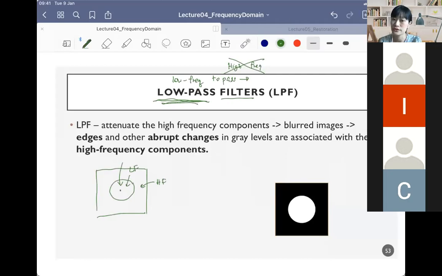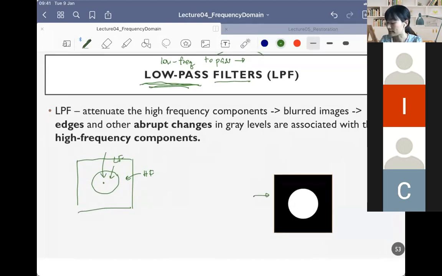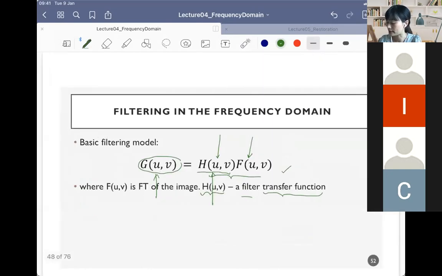So how do you decide the low pass filter? Basically, if you want something to pass, you probably multiply, because you know that the formula is multiplication.